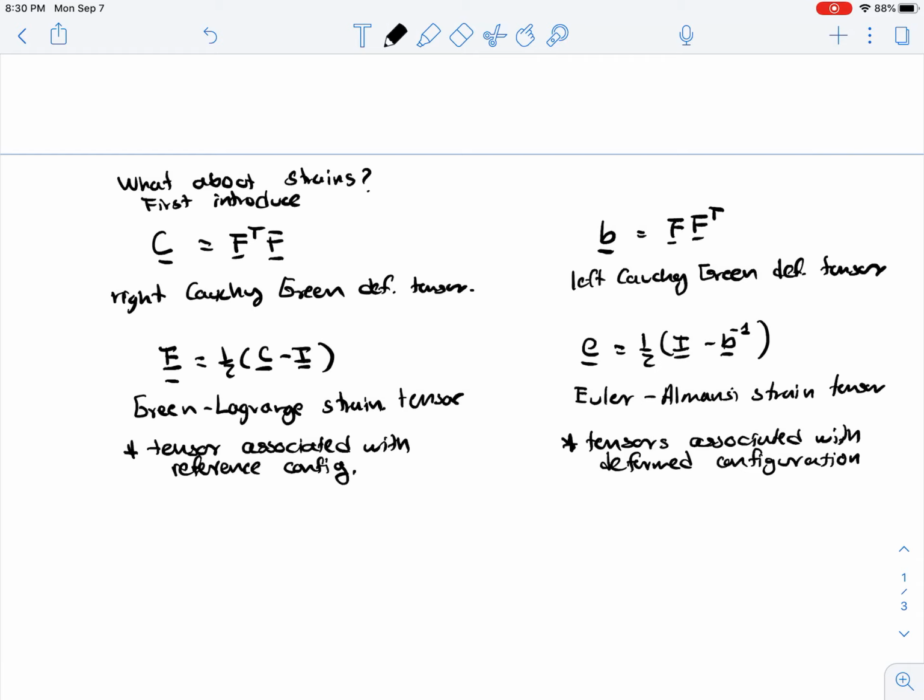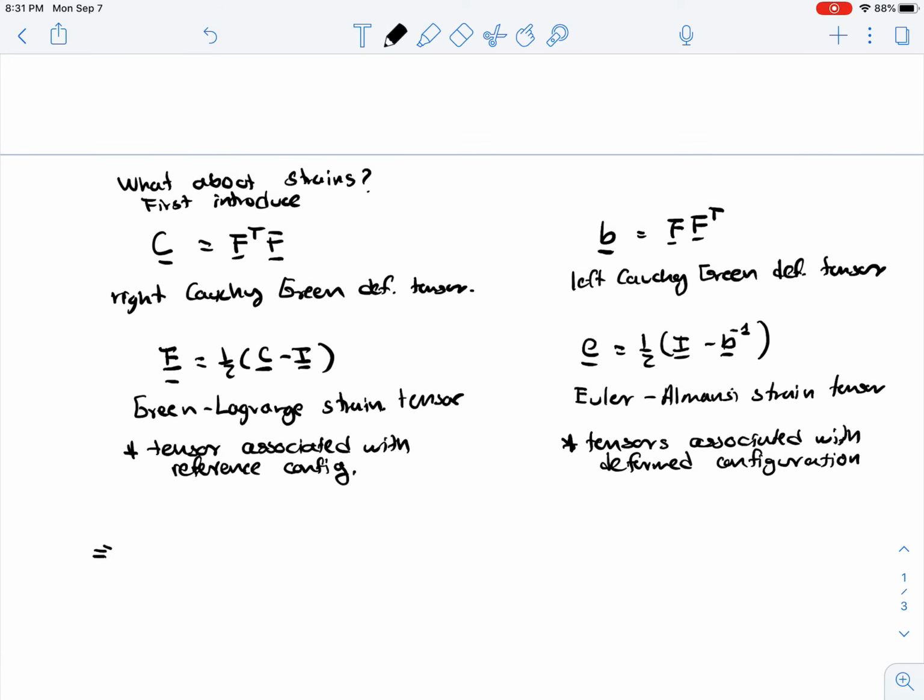But if they are more naturally expressed with respect to this capital X, then they are going to be associated with the reference configuration, whereas if they can be expressed with respect to the lowercase x, then they are going to be associated with the deformed configuration. And again, that will become a little bit clearer as you do some examples.